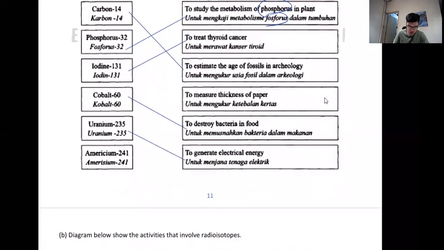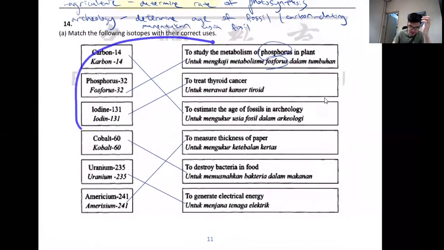Okay, next one. Americium 241. This is to measure the thickness of paper. I already mentioned this to you. So this page is like a summary for you already. Did they miss anything? Oh, they missed sodium 24. Okay, you can add one more there. Sodium 24 is to detect blood clot or to detect pipe leakage.